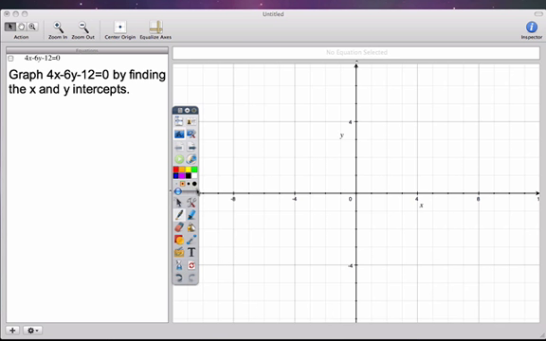This is Mr. Morris, and today we'll be graphing a linear equation by finding the x and y intercepts. Before we begin, we need to make an important observation about our x and y intercepts. Let's look at a couple y-intercepts first.